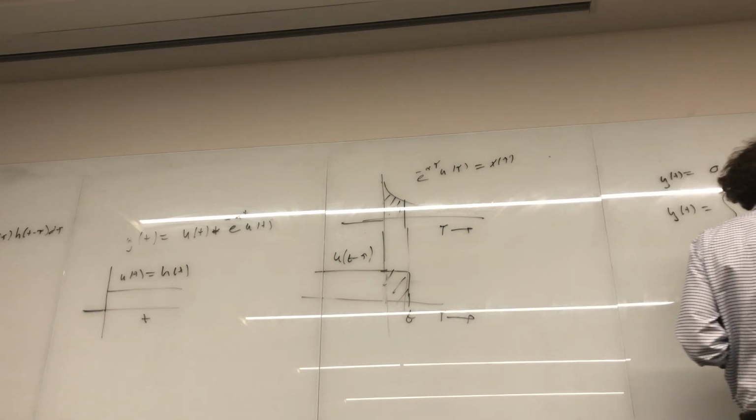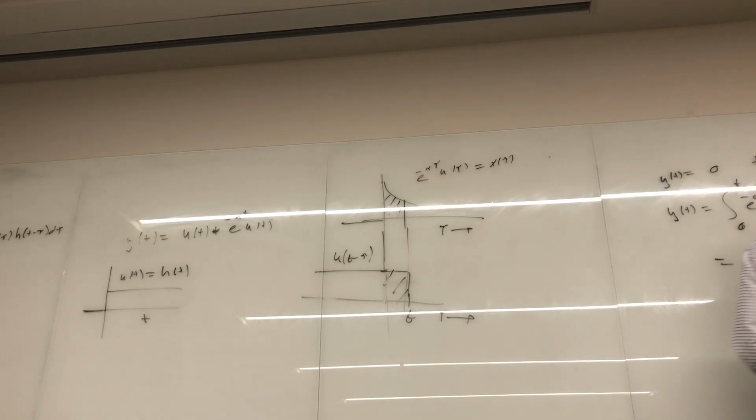And this is simply equal to 1 over alpha, and then we evaluate e to the minus alpha times 0, which is e to the 0, which is 1, minus e to the minus alpha t.